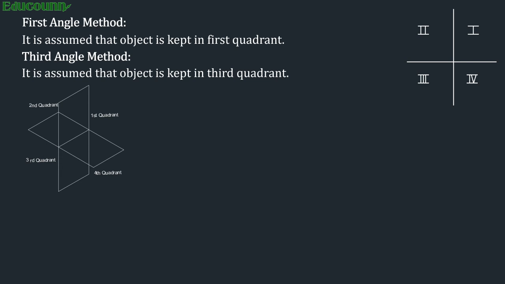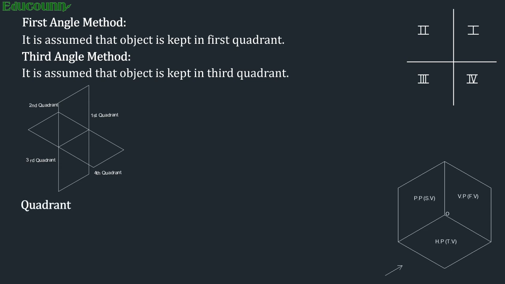You can see quadrant number 1, quadrant number 2, quadrant number 3 and quadrant number 4 in the figure at the right side of the slide. Now, first of all, quadrants are made of three planes. If it is first angle method of projection or third angle method of projection, any method you choose, quadrants will be made of three planes. These three planes are called the reference planes. Which are they? Let us see.